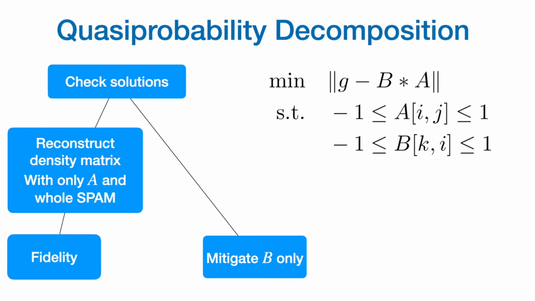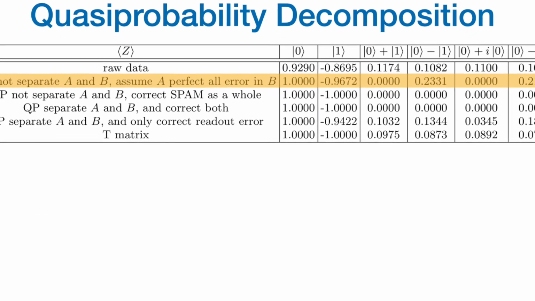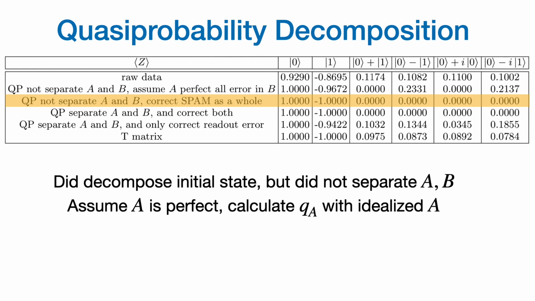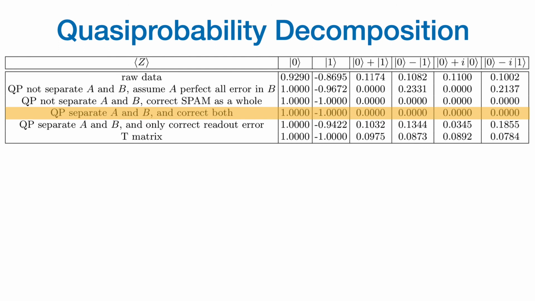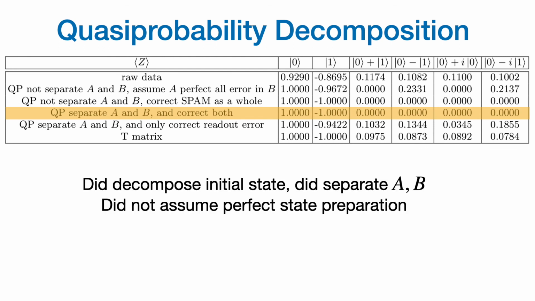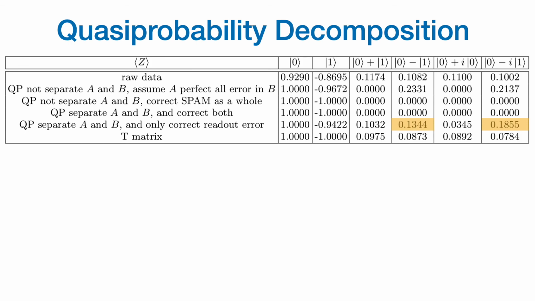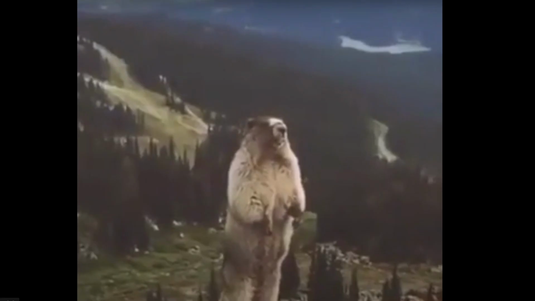Okay, let's look at the data. The first is the failed method, and mitigating the SPAM as a whole, as we mentioned. It always gives you perfect results. So does this one. But we do need to check if we get a reasonable A and B. Sadly, not. Especially in the last case.